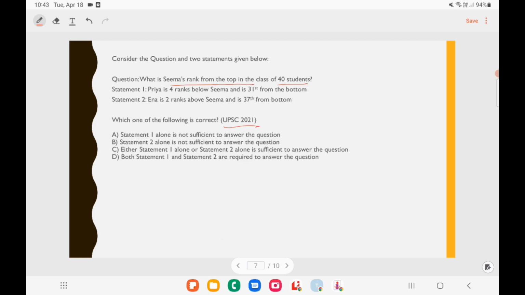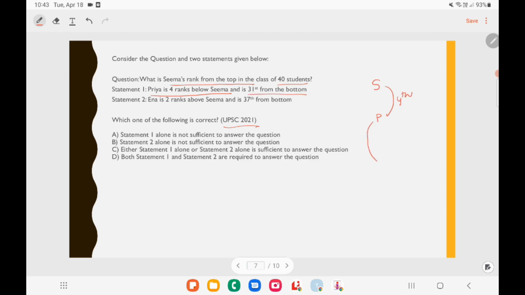So statement 1 says that Priya is 4 ranks below Seema. So let's say Seema is here and Priya is here. So Priya is 4th from Seema, 4 ranks below Seema. Okay. And 31st from bottom of the class.